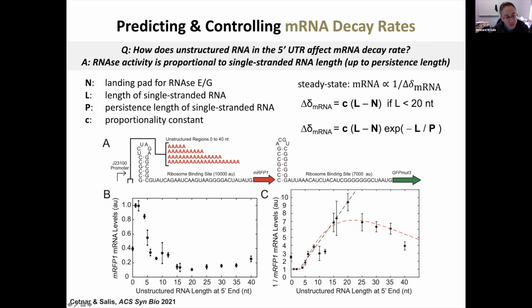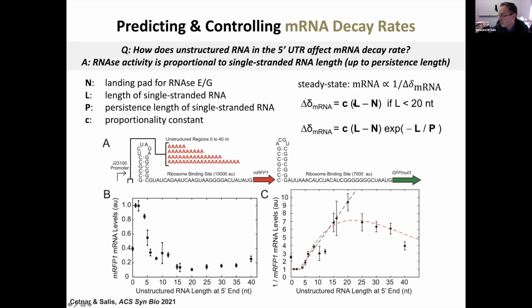And so on the left side are messenger RNA level measurements. On the right side, we simply invert those measurements, and that tells us decay rates. And so you can see as we increase the amount of unstructured RNA, starting at the small scale, so lengths from 2 to 20 nucleotides, we get approximately a linear relationship between unstructured RNA length and decay rate.